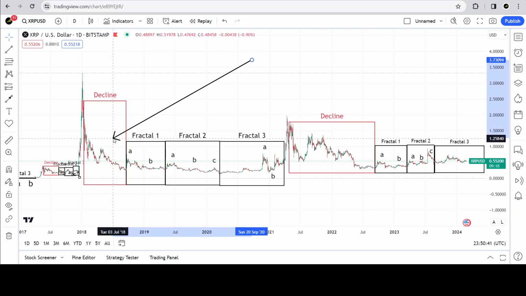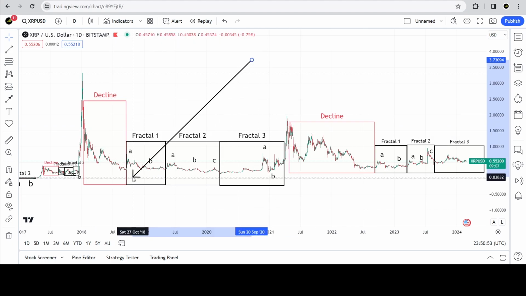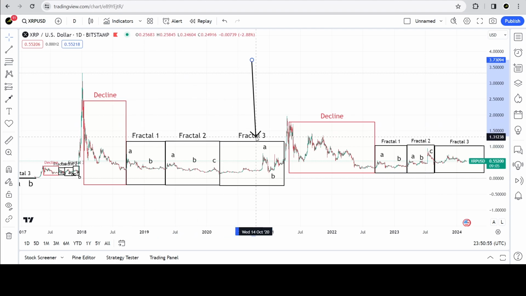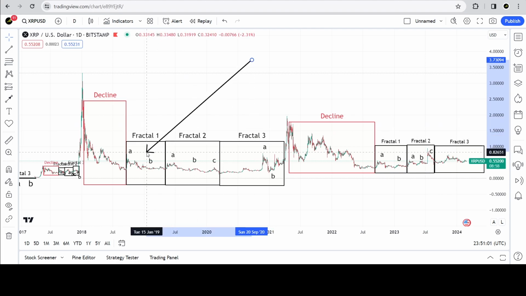Actually, this decline, you can break it up into different parts, which I've done in the past, and it's a repetitive structure within this decline. After the decline comes a sideways range-bound time, which I divide into three separate fractals. There is the first fractal, in which price moves up and then moves back down in part A, and then in this case, part B, where it kind of goes flat.